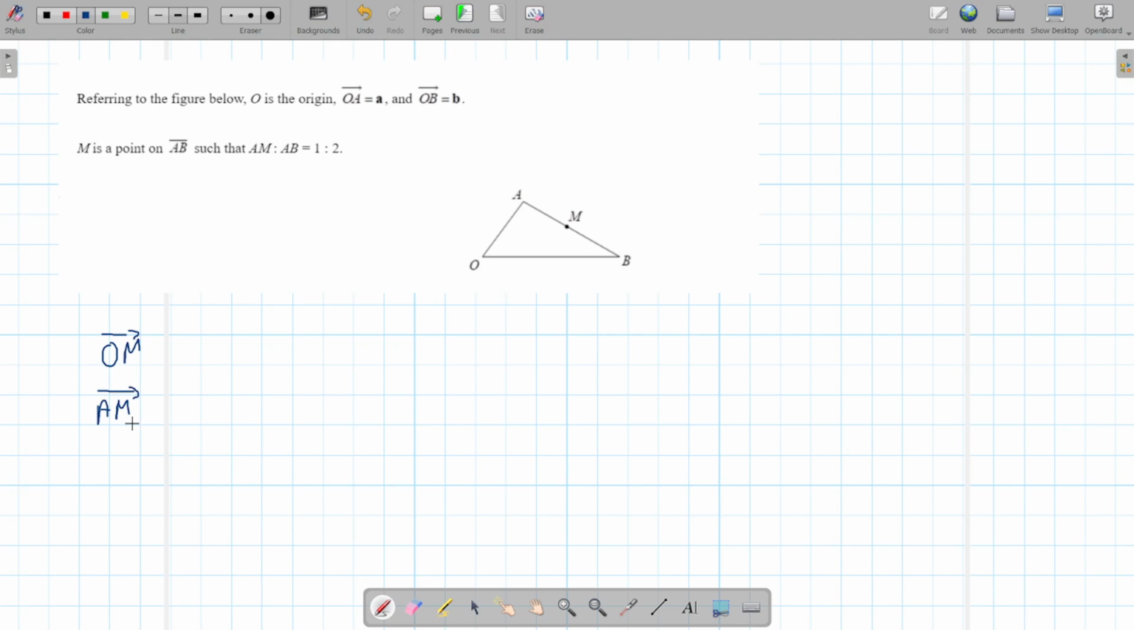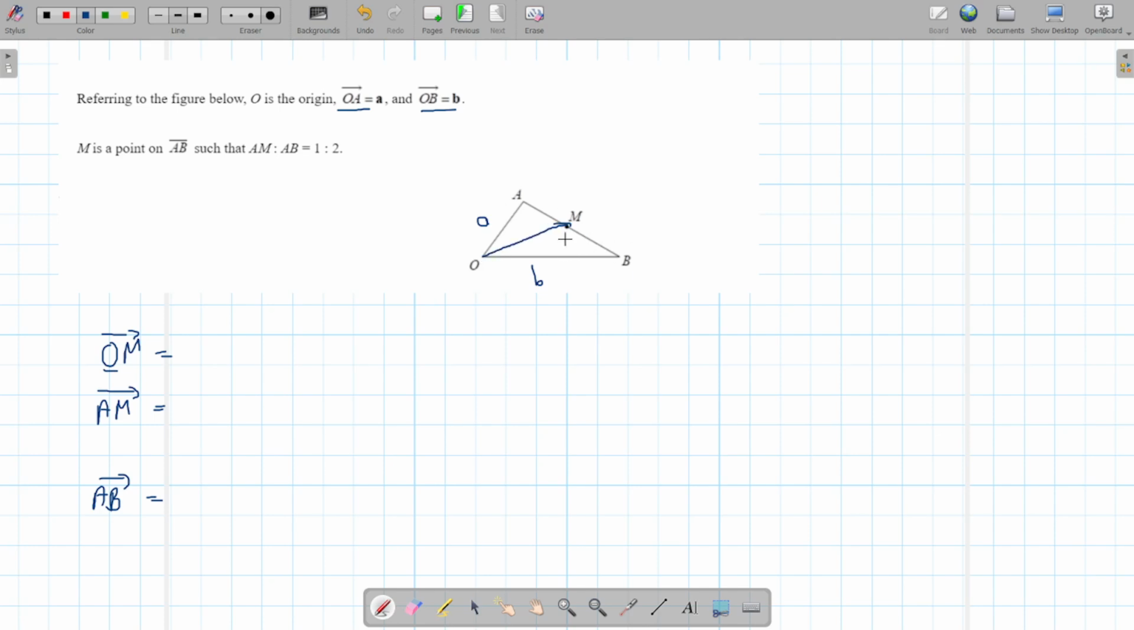AM and AB. They wanted to split these vectors. Okay, and they gave us that OA is vector A and OB is vector B. What is OM going to be equal to? Okay, OM, let's find OM. OM is this over here, right?